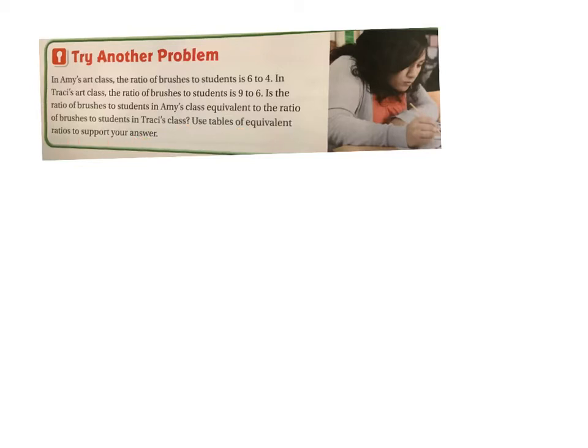So I've read the question. Now I'm going to underline the question it's asking me. It's asking me, is the ratio of brushes to students in Amy's class equivalent to the ratio of brushes to students in Tracy's class? And it says to use tables to support our answer. So we'll draw those tables. Step 3, when we are doing word problems. So step 1 is read it. Step 2 is underline the question. Step 3, circle the information they gave us. Amy's art class has brushes to students of 6 to 4. And in Tracy's art class, brushes to students is 9 to 6. Step 4 is to draw it.